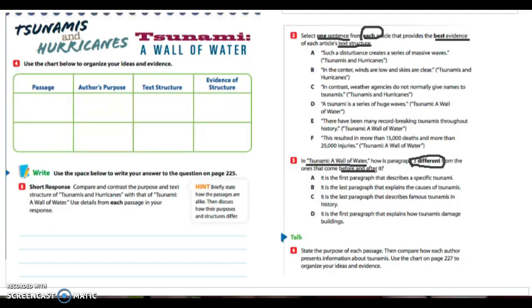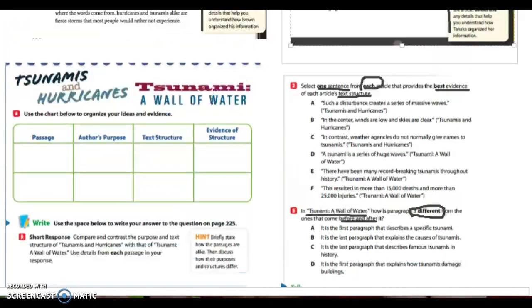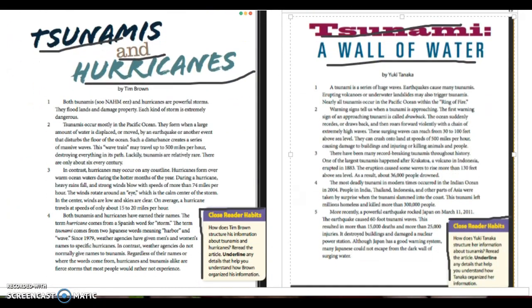The last question is number 4. Use the chart below to organize your ideas and evidence. State the purpose of each passage, then compare how each author presents information about tsunamis. Use the chart on page 222 to organize your ideas and evidence. Great, so we have read our questions, and now we are ready to venture through the passage.